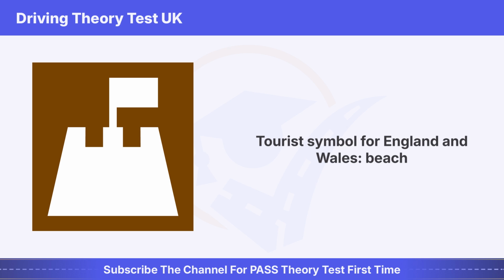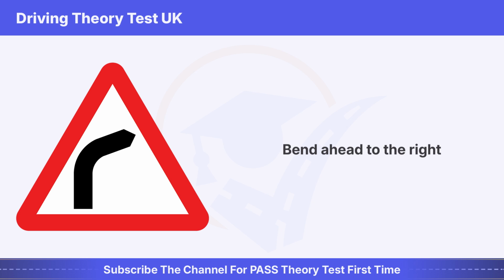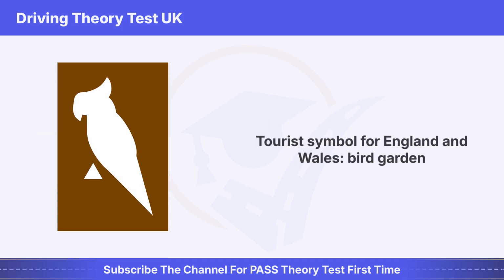Tourist symbol for England and Wales, beach. Bend ahead to the right. Tourist symbol for England and Wales, bird garden.